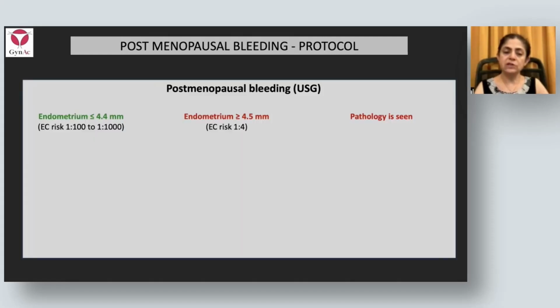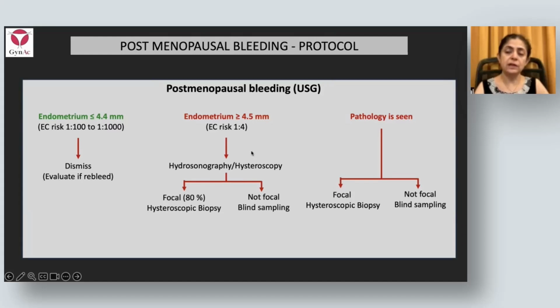Based on ultrasound, we triage these patients. Those where the endometrial thickness is equal to or less than 4.4 millimeters, we know they're at a low risk for endometrial cancer. So we dismiss them and we evaluate them only if they come again with bleeding. Those where we've seen a pathology or we are not seeing pathology but the endometrial thickness is equal to or more than 4.5 millimeters, we know the risk for endometrial cancer is high, and these are the patients where we require endometrial tissue for histopathology. If we are seeing pathology and it's focal, we do a guided hysteroscopic biopsy, but if the lesion is diffuse, we can do blind sampling.